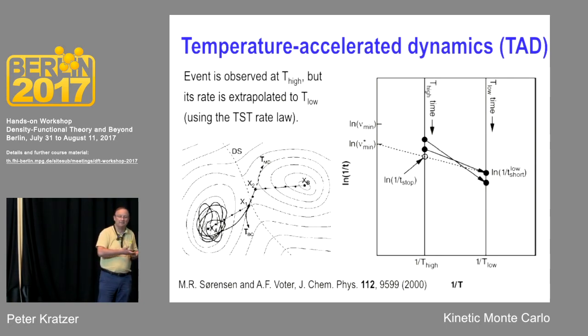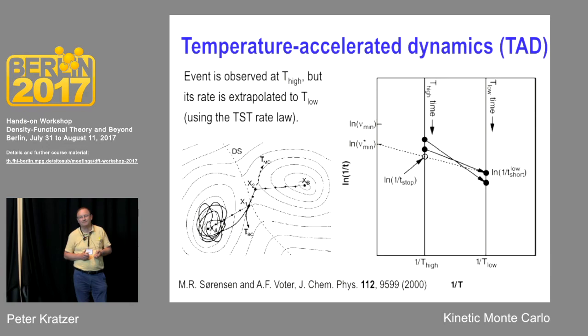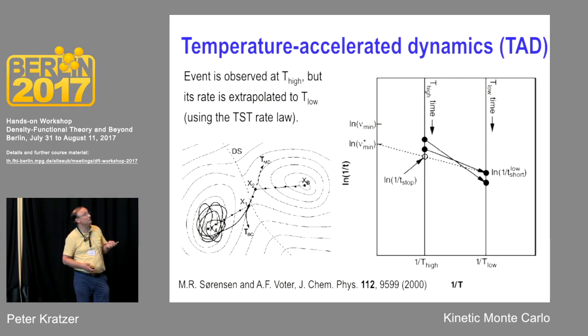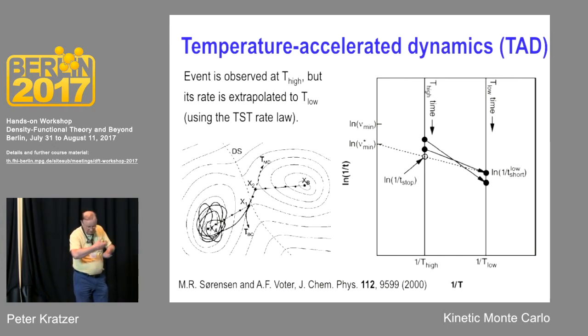But in order to speed up the simulations, you need a higher temperature. You use a higher temperature because then everything will happen faster. But of course, your prediction has to be for the low temperature. And then you are using transition state theory to scale down from the high temperature to the low temperature. So you're using that the rate law has this exponential form, and this allows you to scale down from the rate at high temperature to the rate at low temperature. And then you can do the MD simulation.